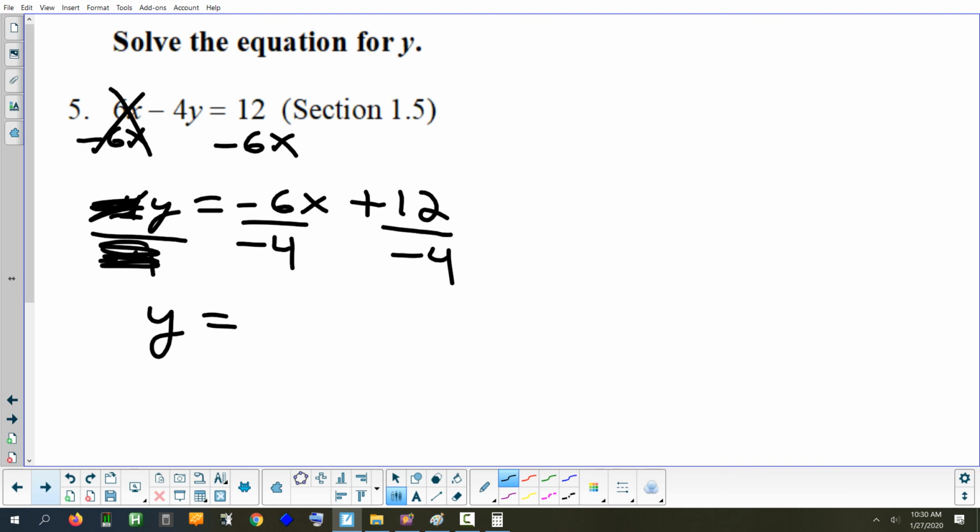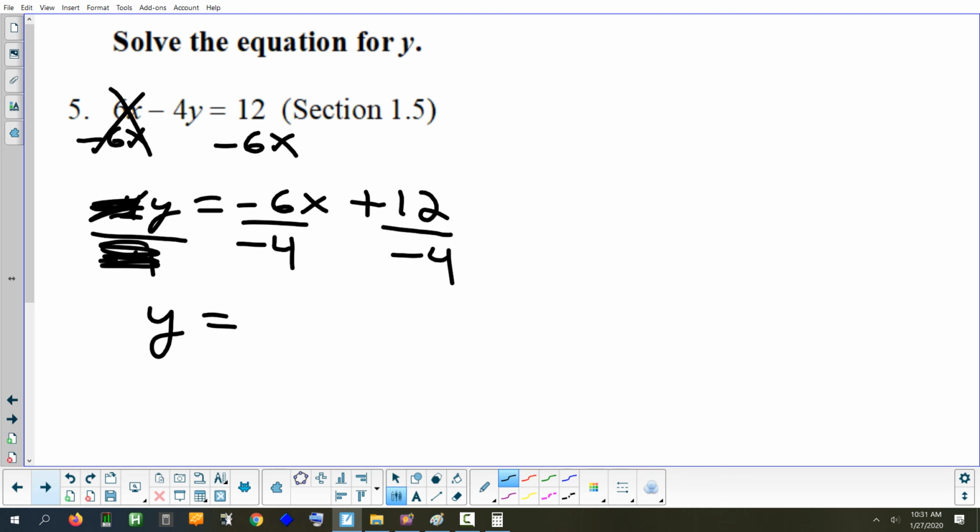Okay? When you have more than one variable in a problem, and it says to get one of them by itself, you're not going to get a number answer. It's not going to be like y equals 2. That's not what they're looking for. If you've got multiple variables in a problem, all you're doing is moving stuff around. That's all you're doing.